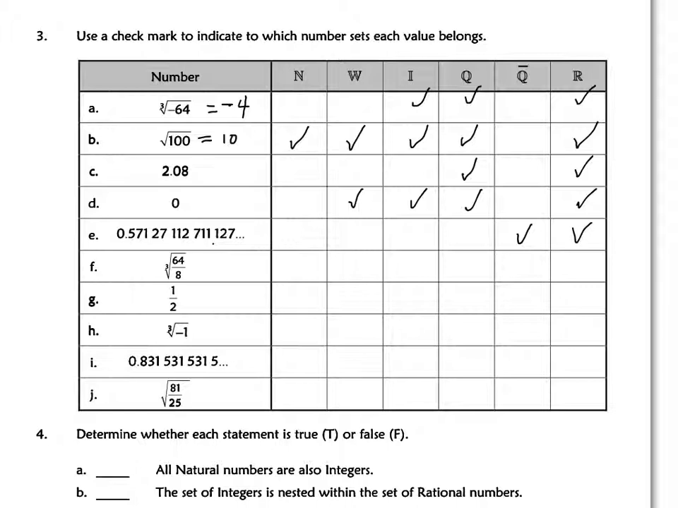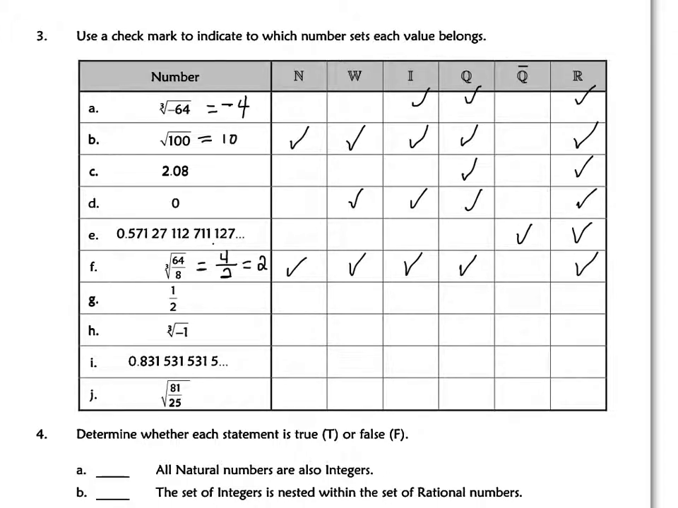The next one is the cube root of 64, which is 4, over the cube root of 8, which is 2. And that reduces to 2. Or you could have done 64 over 8 is 8 and cube root of 8 is 2 as well. You could have done it that way as well. But that is a natural number, is a whole number, is an integer, and is a rational and therefore real.